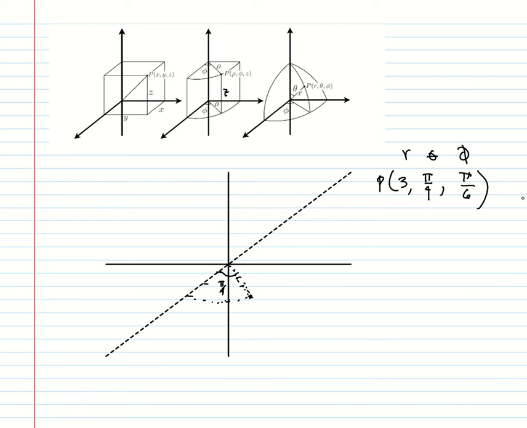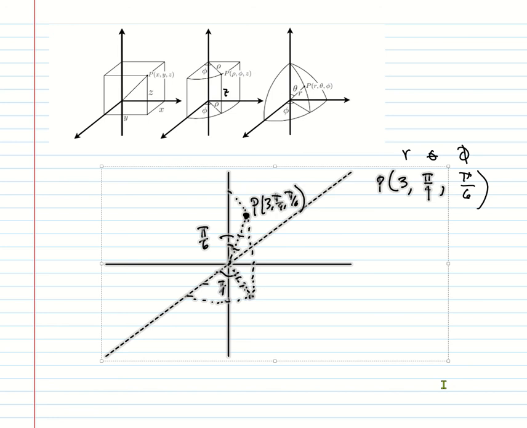Pi over 6 is 30 degrees. So this angle here is 30 degrees, or pi over 6. And if we project this downward and connect it here, we know this is also equal to 1, 2, and 3, so 3 units from the origin. And this will be our point P, which is 3, pi over 4, pi over 6. So that's how we plot coordinates in the 3 different coordinate systems.